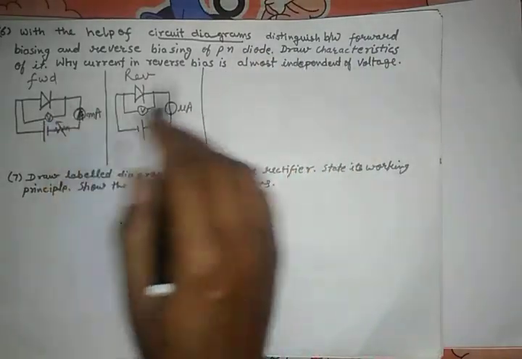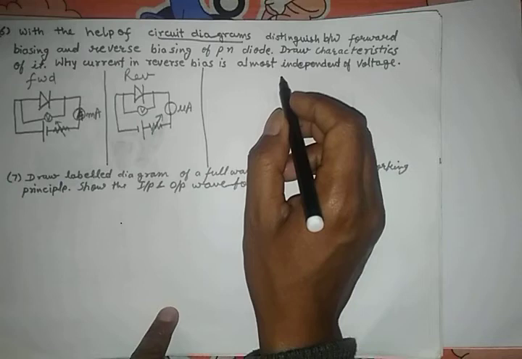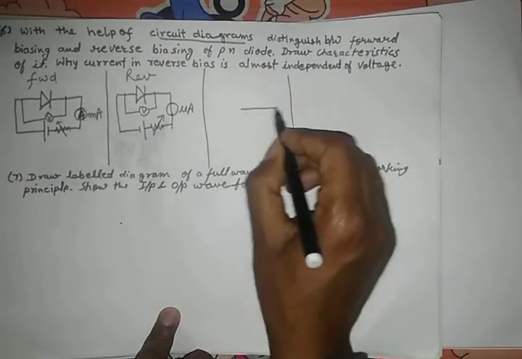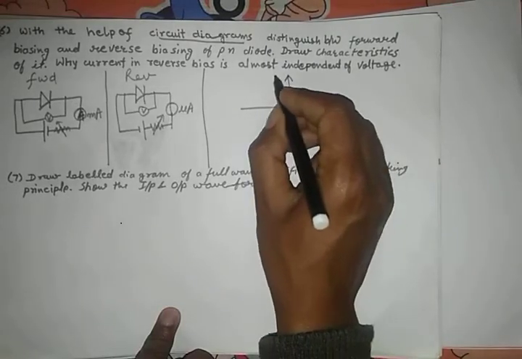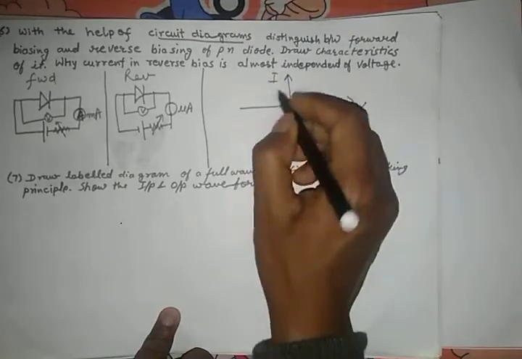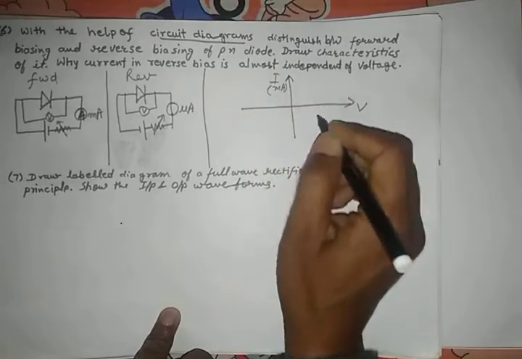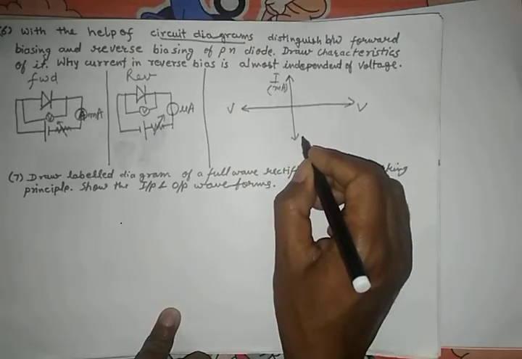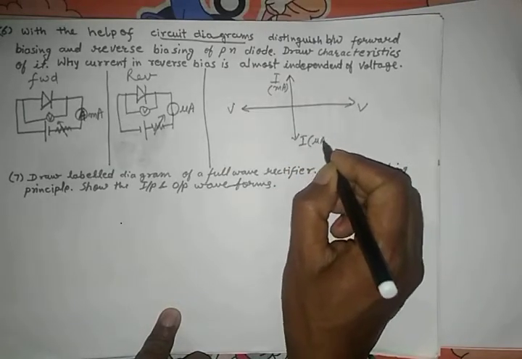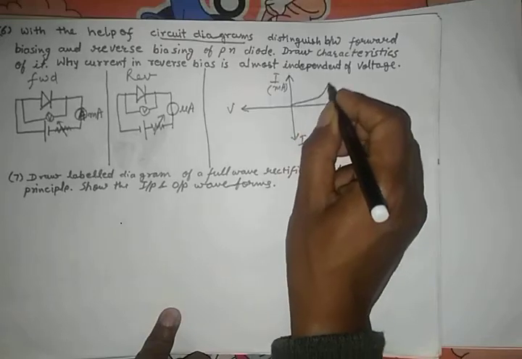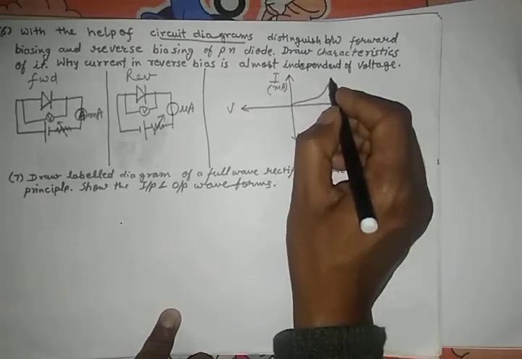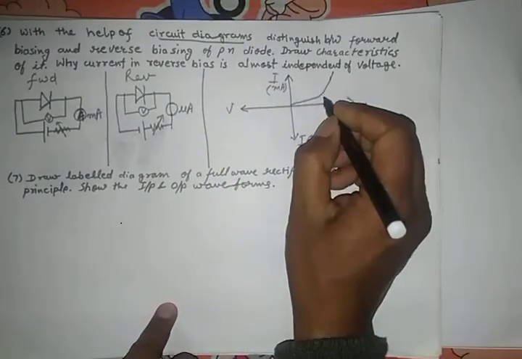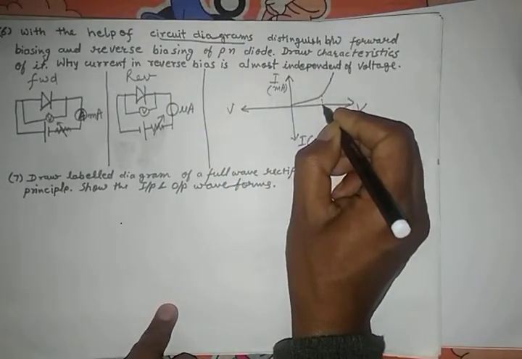Now draw their characteristics. We can do this in a single graph. This is for forward bias, I V, it is in milliampere, and here once again V, and this is I, it is in microampere. So this is how the graph goes, and they didn't ask for any other points in the graph, but of course, if we know, we can mark these points.